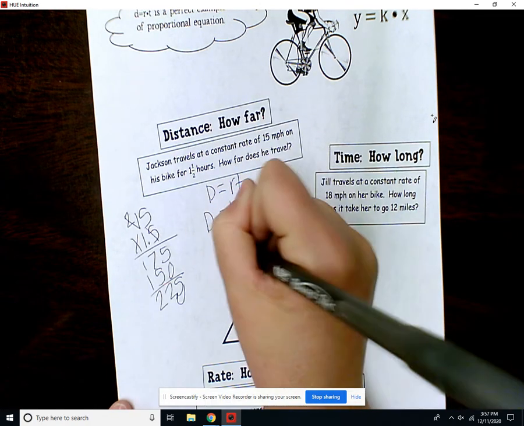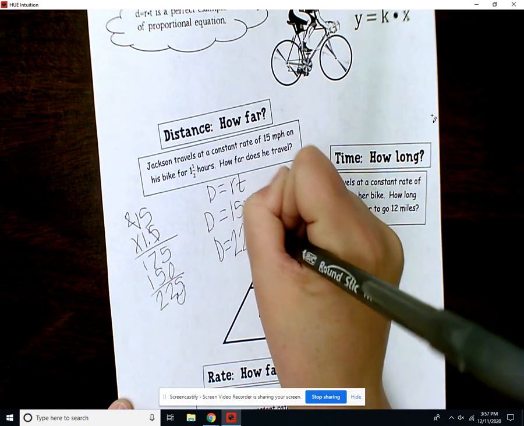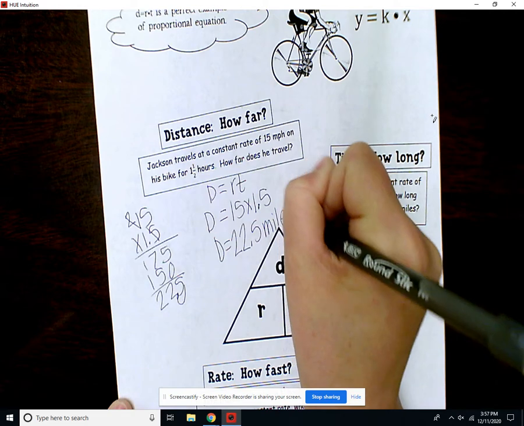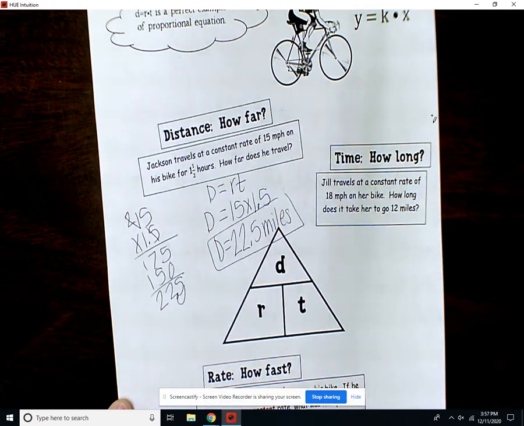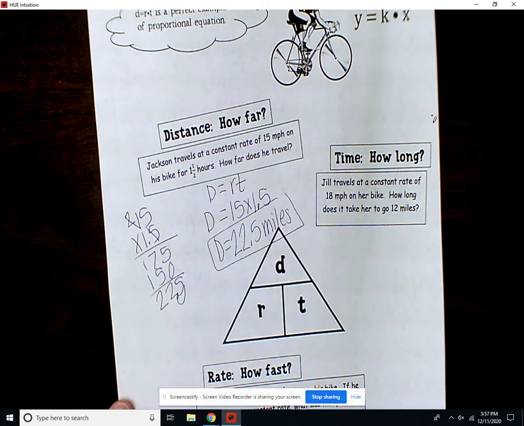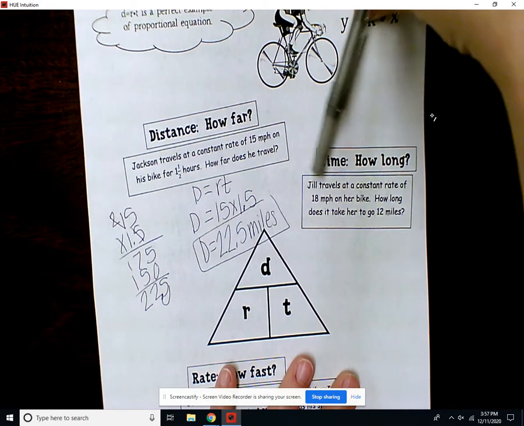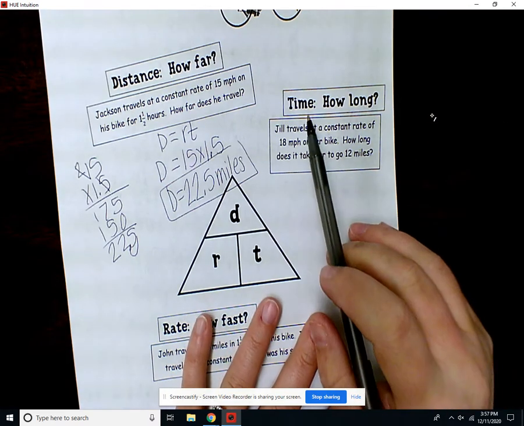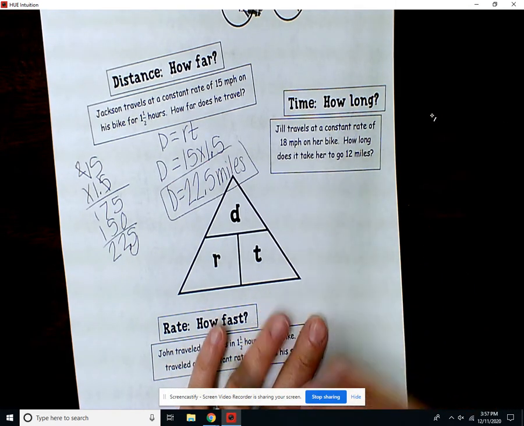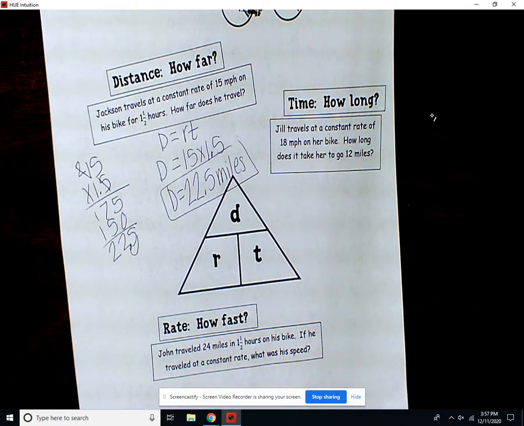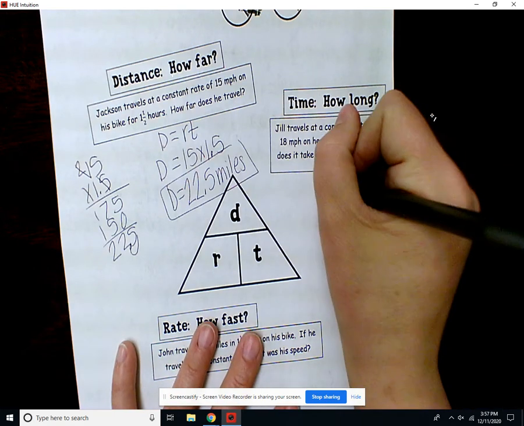And so D is going to equal 22.5 miles. That is his distance. So on a bike, he went 22.5 miles. All right, so let's look at this next one. Jill travels at a constant rate of 18 miles per hour on her bike. How long did it take her to go 12 miles?